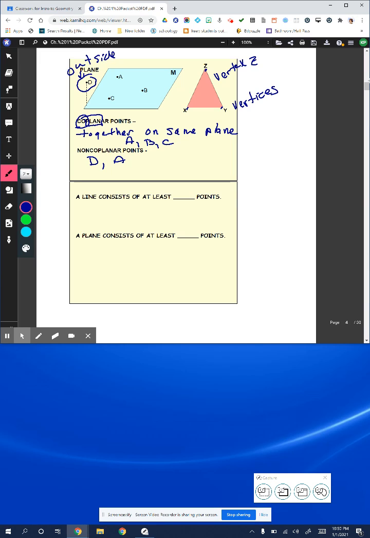All right, a line consists of at least, so to make any line, if I have one point, I can make a whole bunch of lines through it, an infinite number. If I have 2 points, there's only one line I can make that goes through those 2 points. So a line consists of at least 2 points. A plane has to have at least 3 points to make a plane. Otherwise, if I only have 2, I've only made a line, one dimension to go around it. So at least 3.